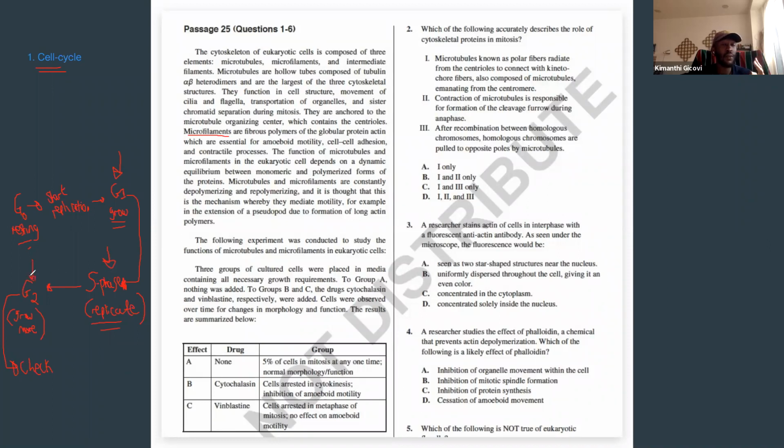And then in G2, you're growing, but here your real emphasis is you need to get enough organelles so that when you split in half, both daughter cells have enough organelles. And then finally, you have to just do a quick check, okay?